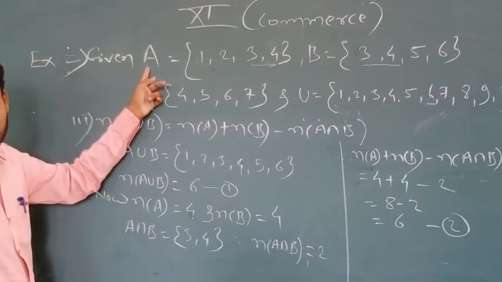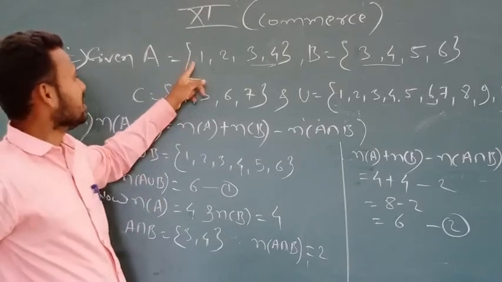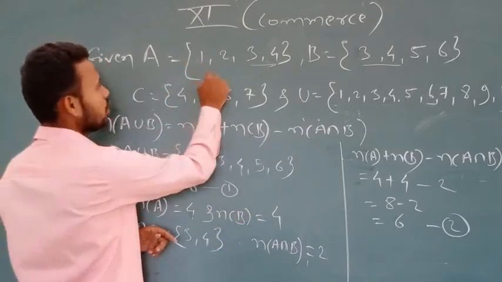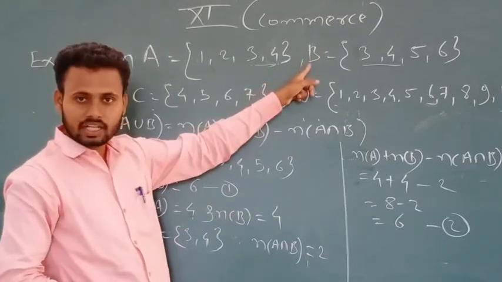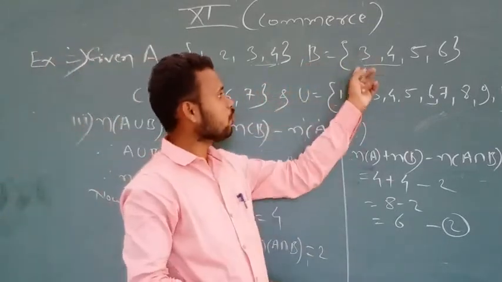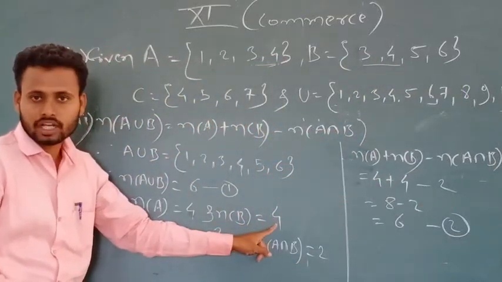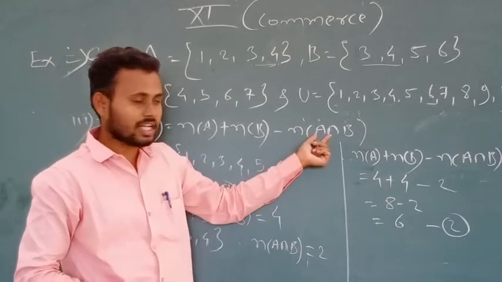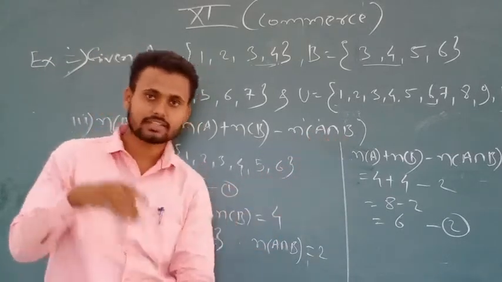Therefore next line, first n of a, the number of elements of set a. Set a we already have. n of a, or the cardinality of that set a, is the number of elements in set a. How many elements? 1 2 3 4. Therefore we get n of a equal to 4. Similarly n of b, the number of elements in set b. How many? 1 2 3 4. Therefore the cardinality, or n of b, of that set also we get 4. Now what remains? n of a intersection with b.